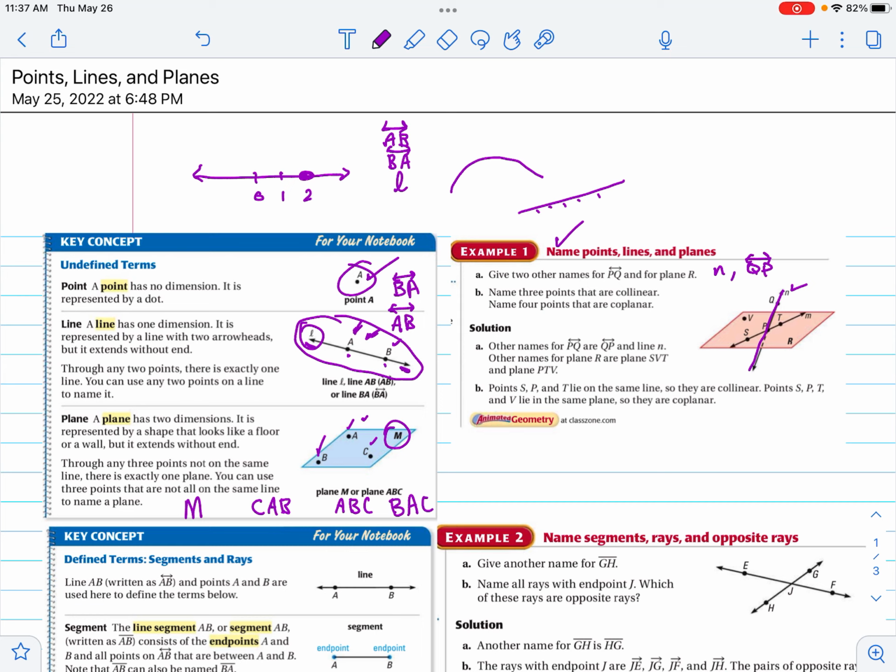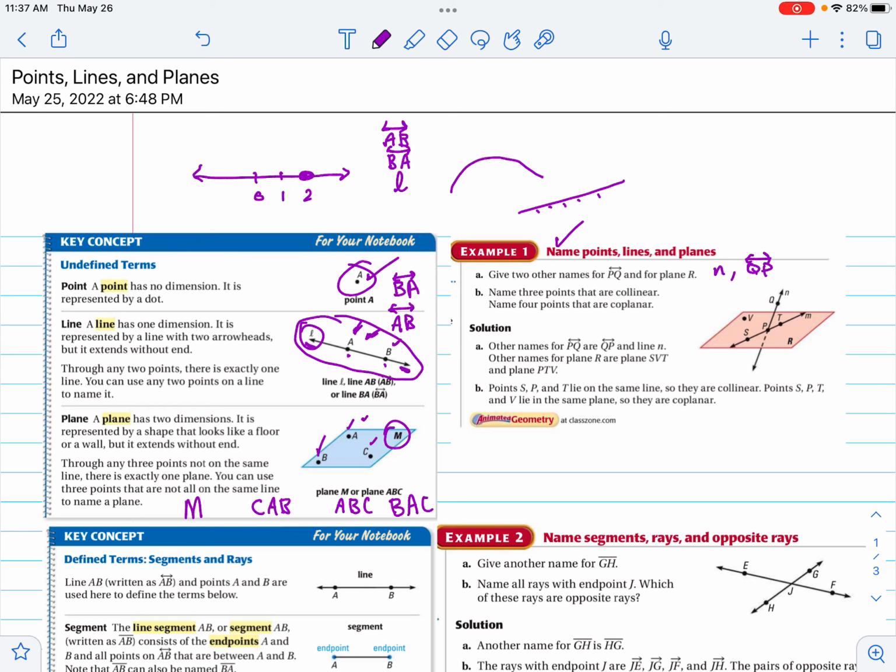So let's look at what we have here. Collinear, we need to name 3 points that are collinear. Well, look here. Here's SPT. Those are 3 points that are collinear. They're all on the same line. So when we say collinear, that's all it means. Coplanar, you're looking for points that are on the same plane. So let's take a look at this. Points that are on the same plane.